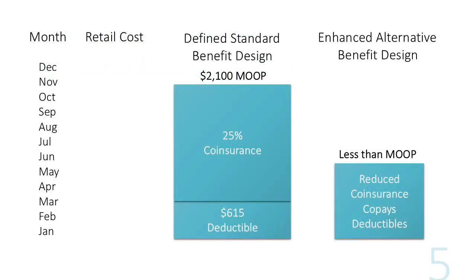The Medicare-defined standard benefit is used to calculate the maximum out-of-pocket costs on all Part D plans, regardless of each plan's deductible, coinsurance, and copays. The defined standard plan in 2026 includes the $615 annual deductible and the 25% coinsurance until the $2,100 maximum out-of-pocket cap is reached.